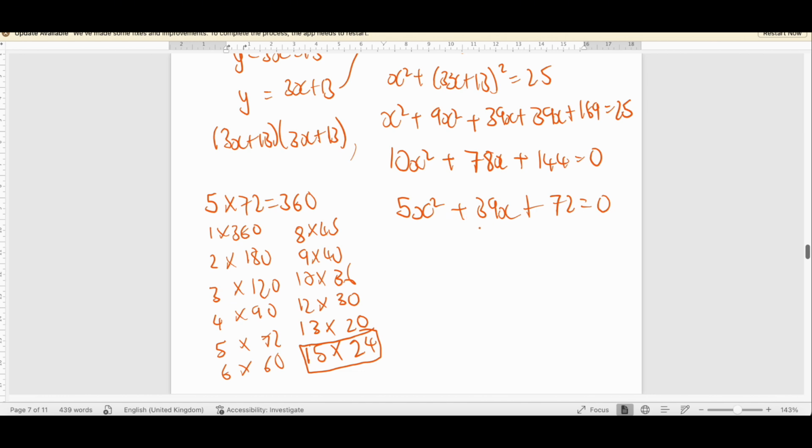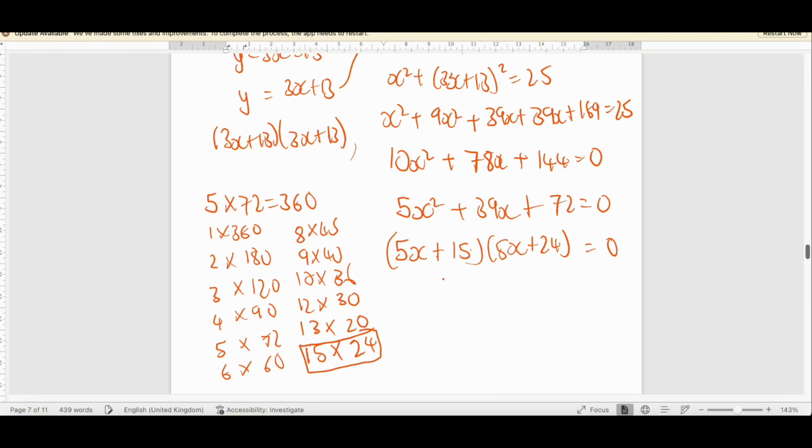So I'm going to factorize this. There's two ways of doing this. I'll show you the easier way, where you take the first 5x squared, you just write 5x, and you take one of these terms, so you get 5x plus 15, and you do the same, 5x plus 24, put that equal to 0, and then you see if you can factorize any of these.